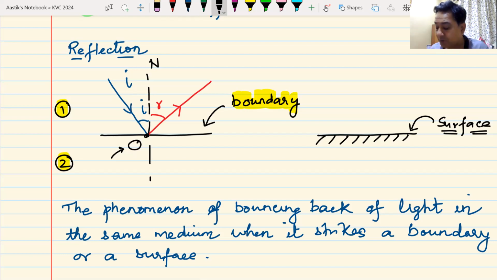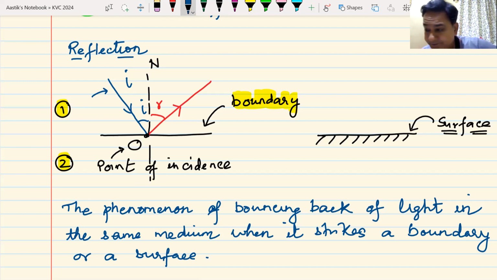Okay, let me help you out. Point O is known as the point of incidence. It's a very simple thing to understand. Point of incidence, and I hope everyone is writing. This is the point where something is incident. What is incident? This ray. And this ray is known as? Yes, everyone knows this. Incident ray.